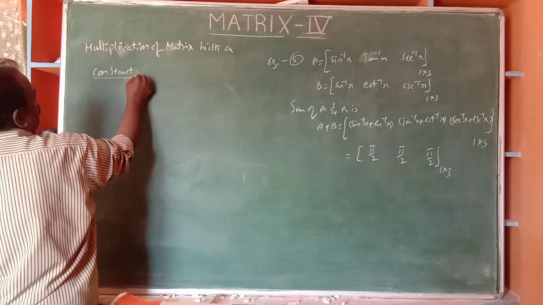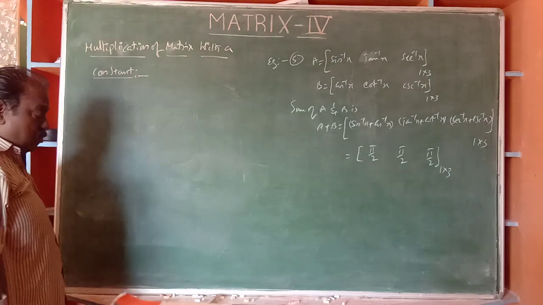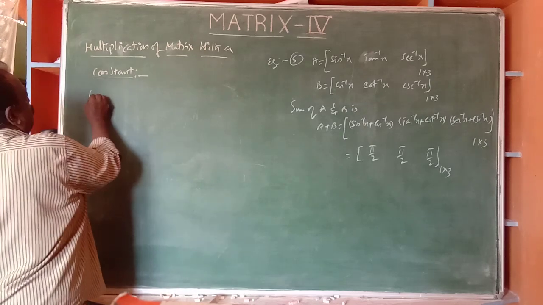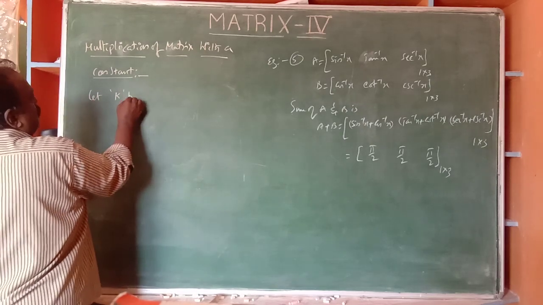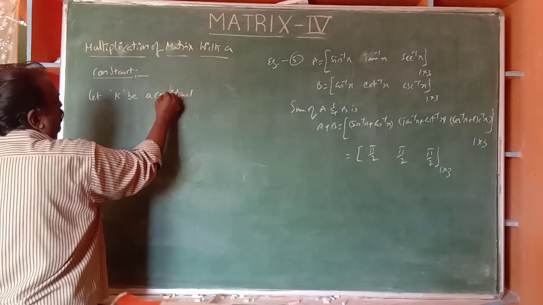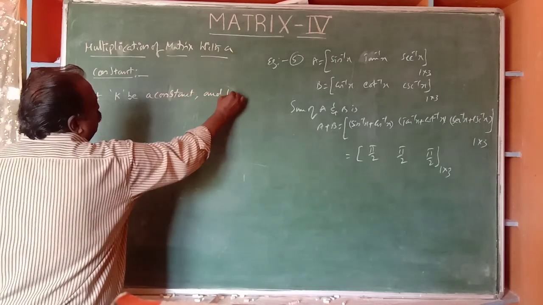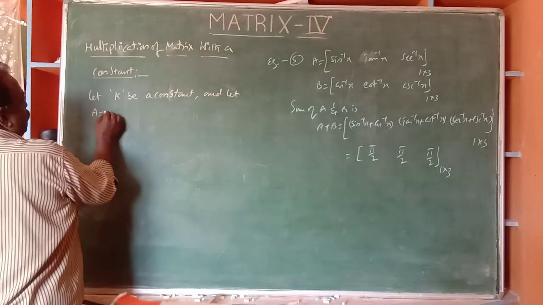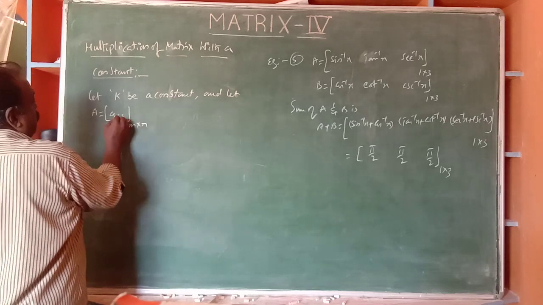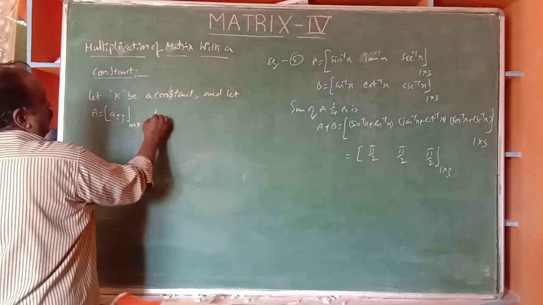Multiplication of a matrix with a constant. This is also a very good concept. Let K be a constant, and let capital A equal Aij, an m by n matrix.